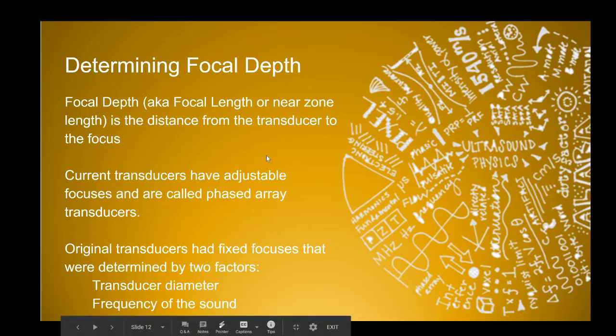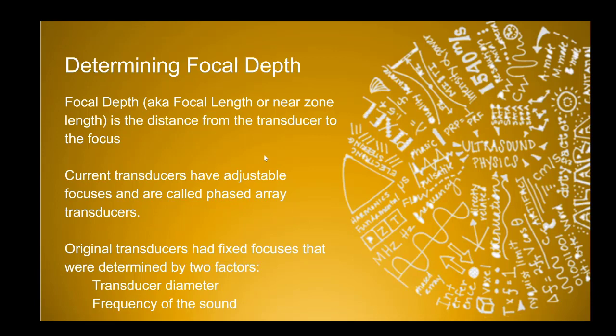Now when we talk about our current transducers, they have adjustable frequencies, we have adjustable foci, and that's because of the way that they're made, and they use phased electrical volts. And we'll talk about that more. But today we are going to look at how those single disc transducers with the one PZT element, those are fixed focuses, and how those are affected by the diameter and the sound.